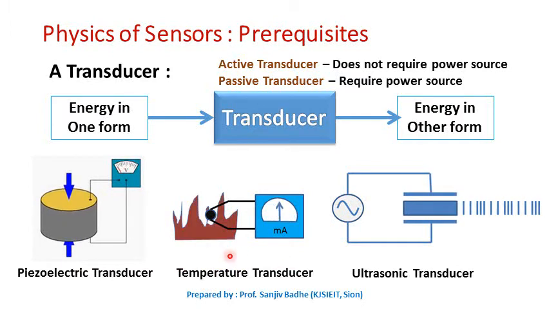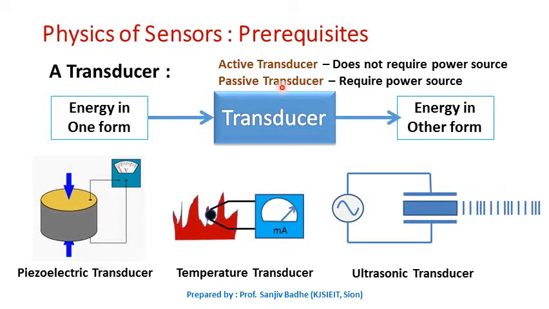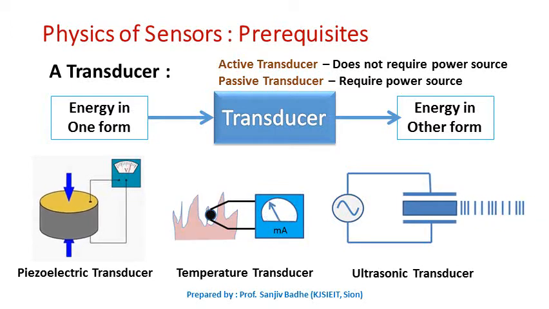Temperature transducer is also an example of active transducer here, as they do not require any external power source. Passive transducers need a power source for their operation. They generally produce the output in the form of capacitance or resistance, and then this capacitance or resistance can be converted into equivalent amount of voltage or current signal.